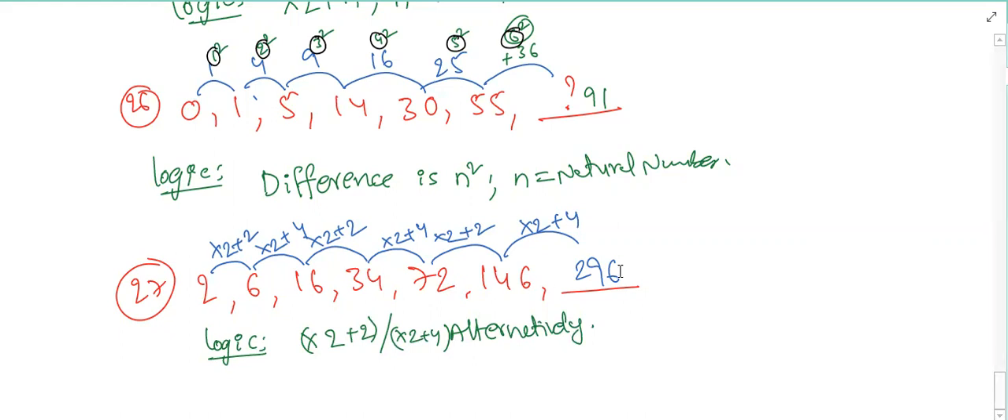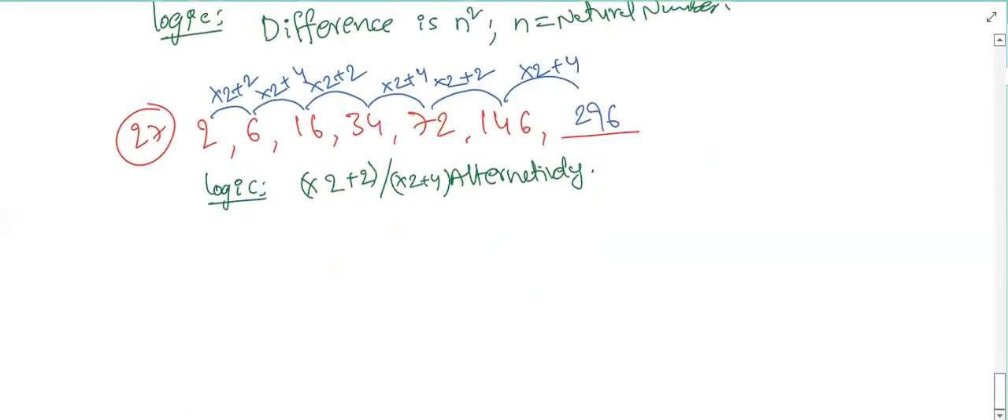So the next number would be 594. Okay, right. Check again. Yes, sir. 92 will come and then 594. Correct. And then next question.